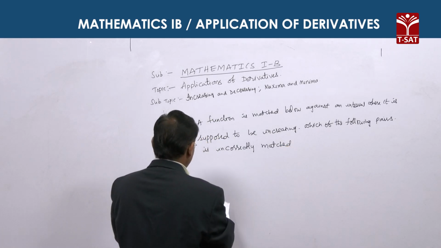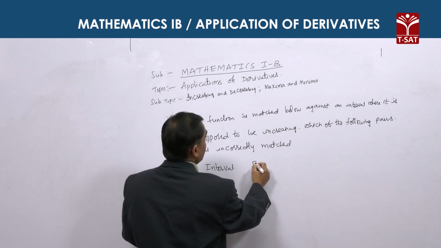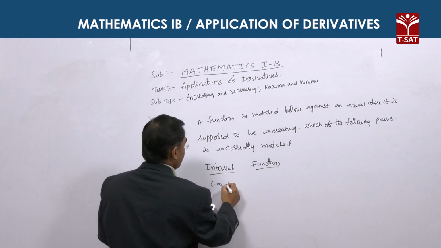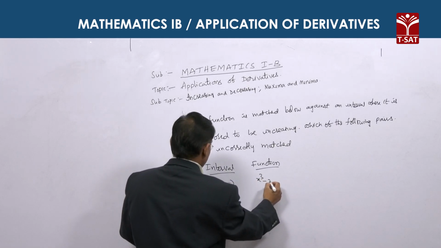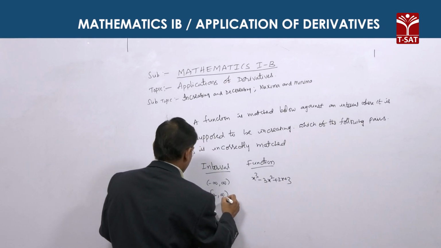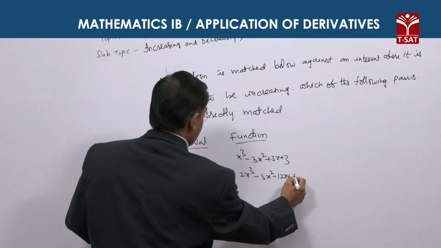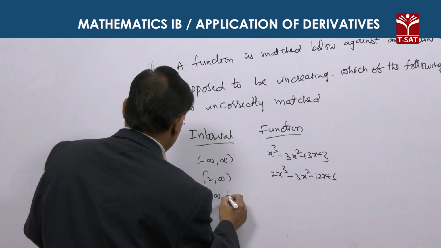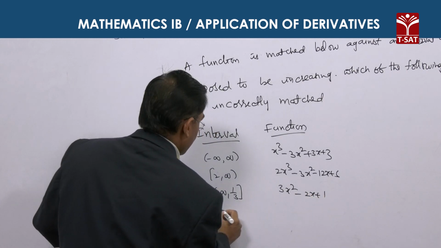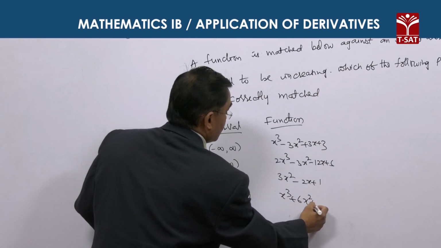So first one, the interval is minus infinity to infinity, the given function is x cube minus 3x square plus 3x plus 3. Next, the interval is closed 2 comma infinity, the function is 2x cube minus 3x square minus 12x plus 6. Next, the interval is minus infinity comma 1/3 closed, the function is 3x square minus 2x plus 1. Next, the interval is minus infinity comma minus 4 closed, the function is x cube plus 6x square plus 6.